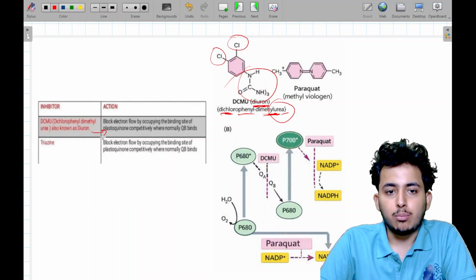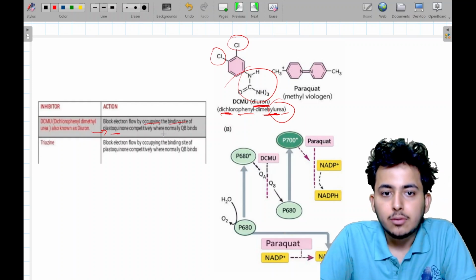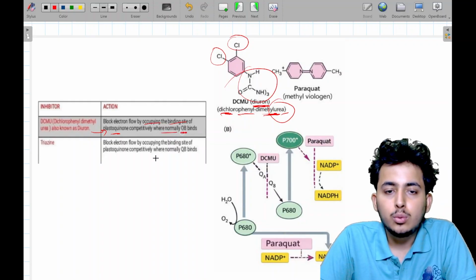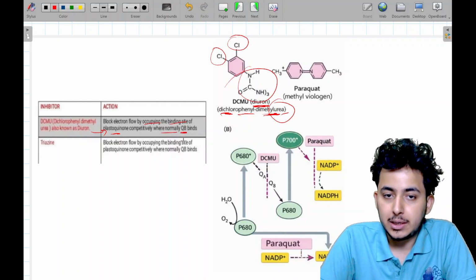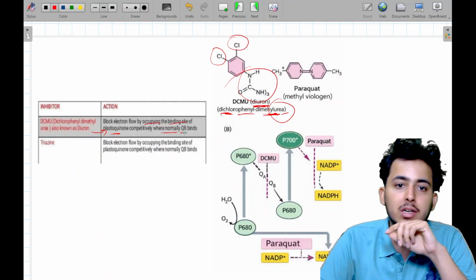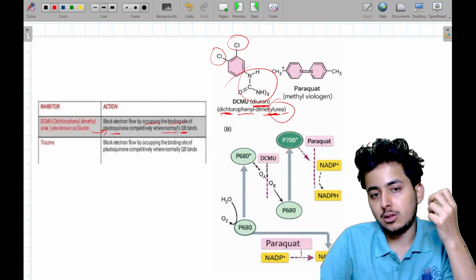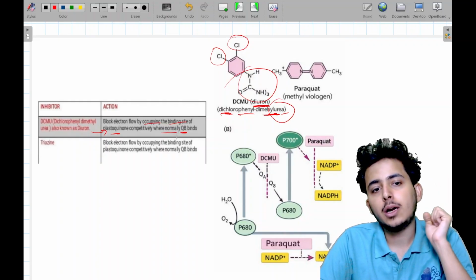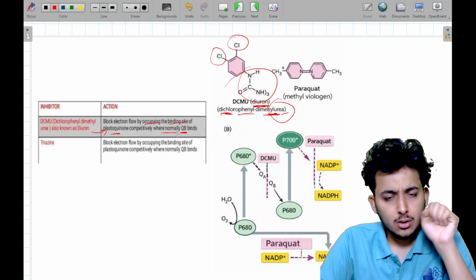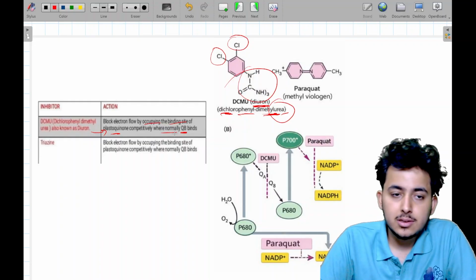DCMU action is that it blocks electron flow by competitively occupying the binding site of plastoquinone, where normally QB, that is plastoquinone B, binds. So it occupies that particular site and competitively inhibits the binding of QB. If QB can't bind, it will not be able to accept the electron that is being transferred. This is what is happening.